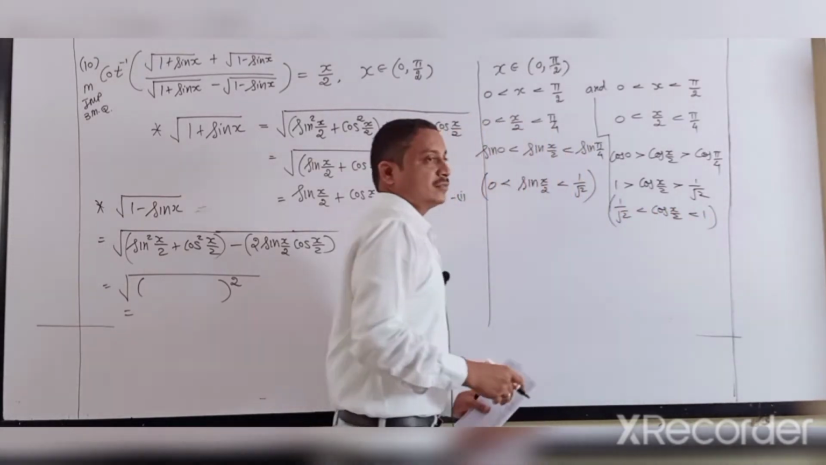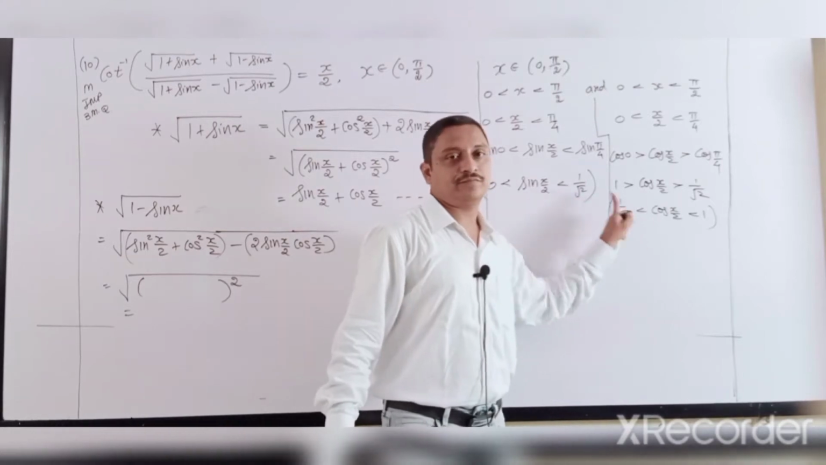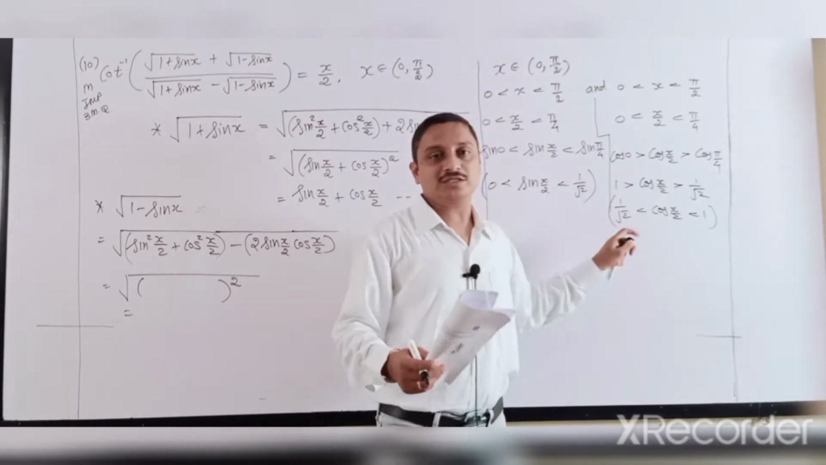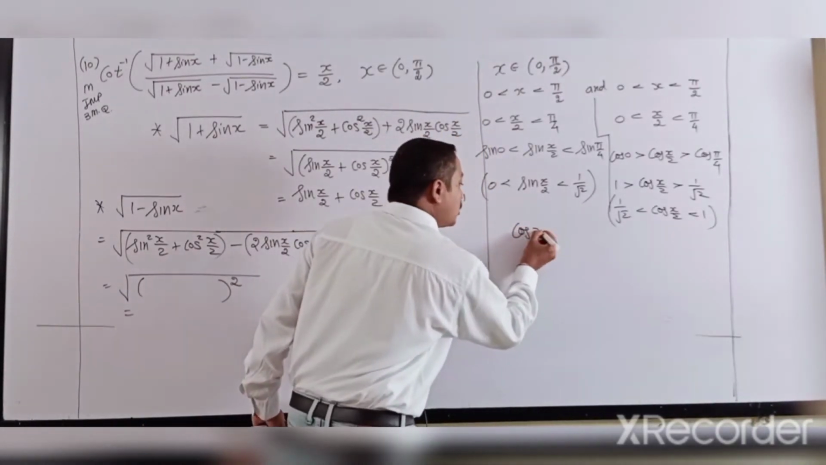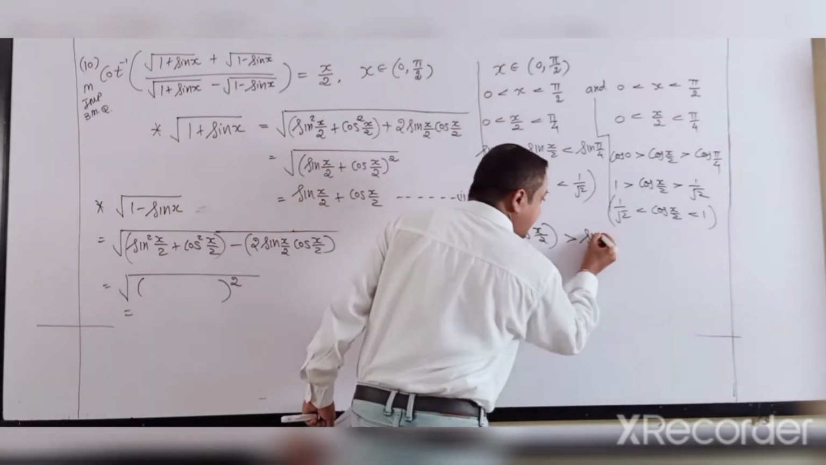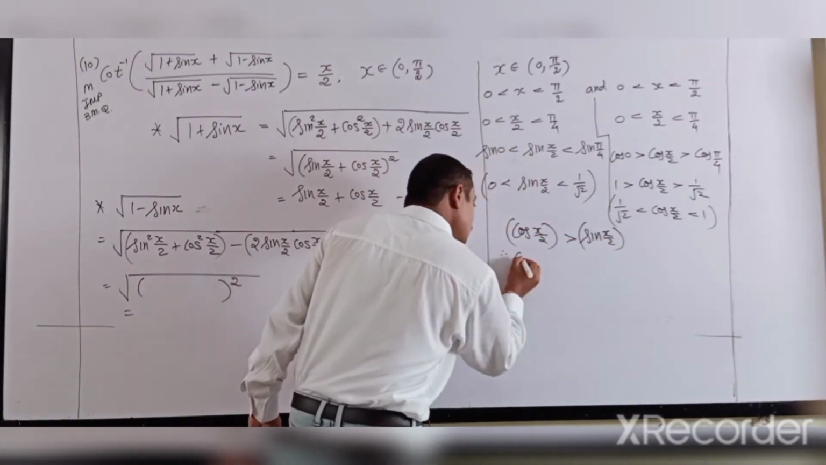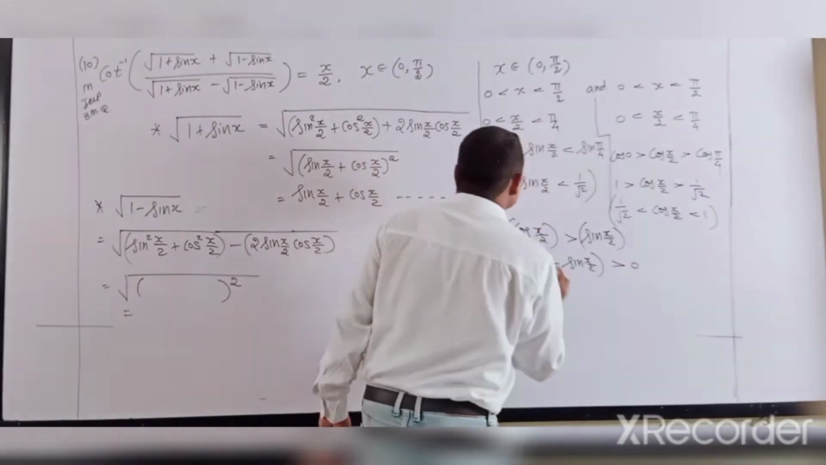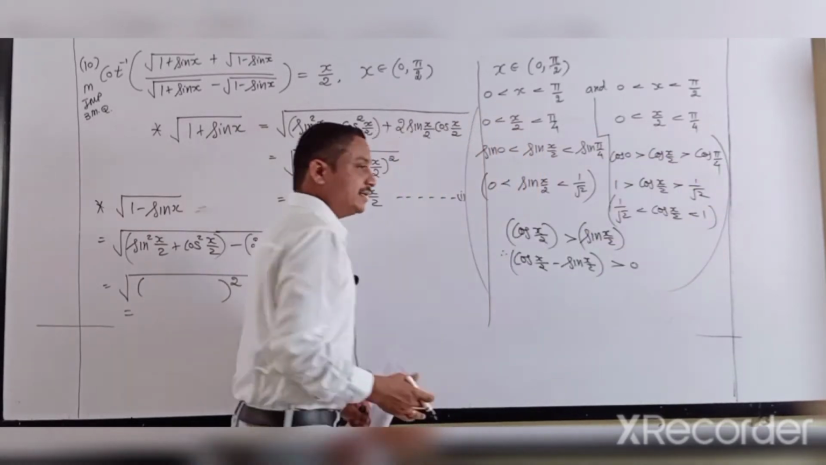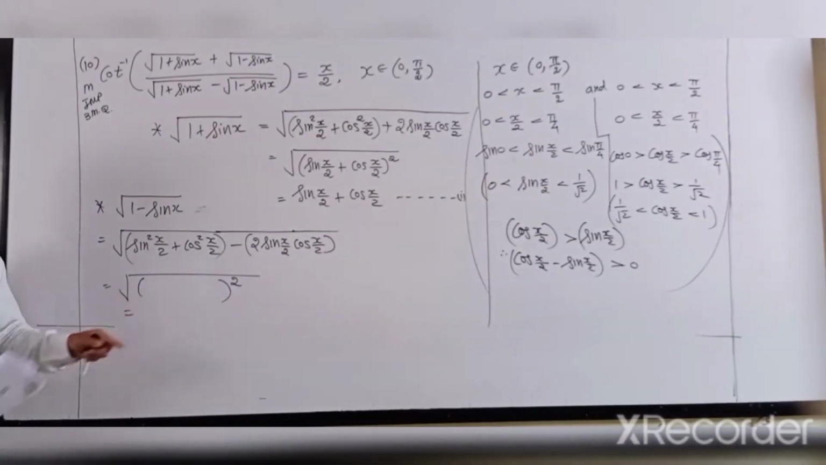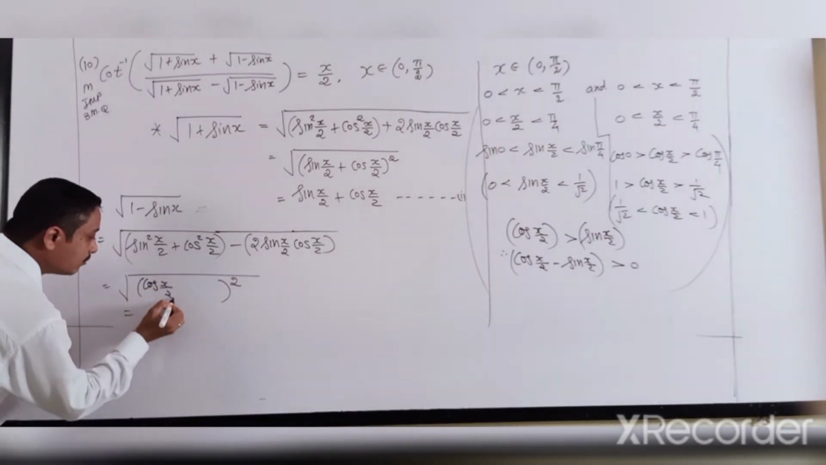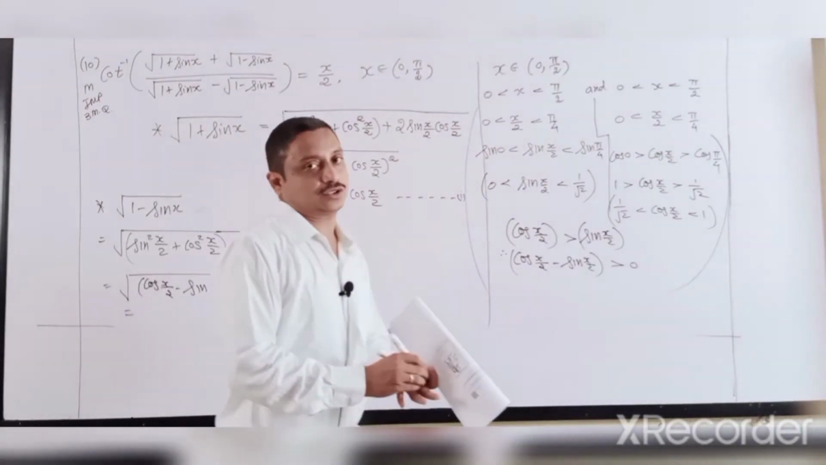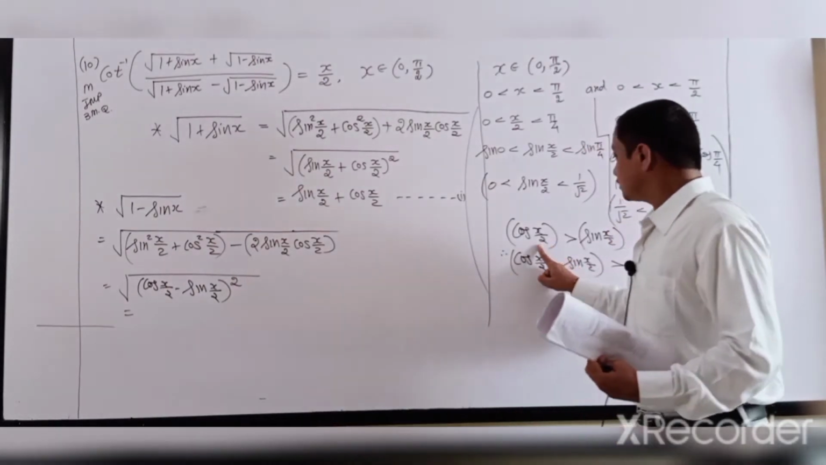Definitely. Check what is the highest term. Yes, 0 to 1 by root 2 is sin, and it is 1 by root 2 to 1. It means cos is highest. So tell me, cos x by 2 is greater than sin x by 2? This cos x by 2 minus sin x by 2 is greater than 0. This principle I just utilize here. That's why here I write down cos x by 2 minus sin x by 2 whole square is a 2. You cannot say here sin minus cos whole square, because what is the highest?